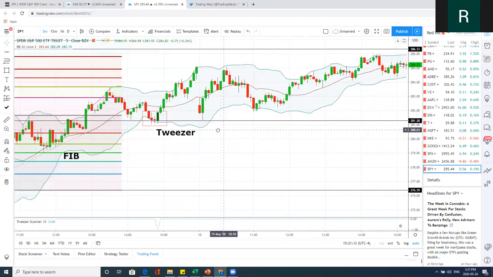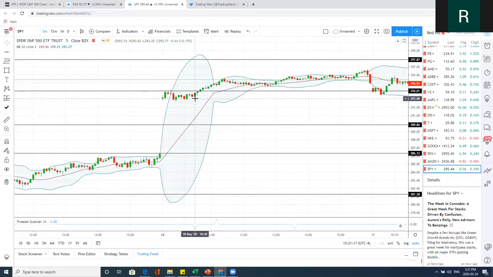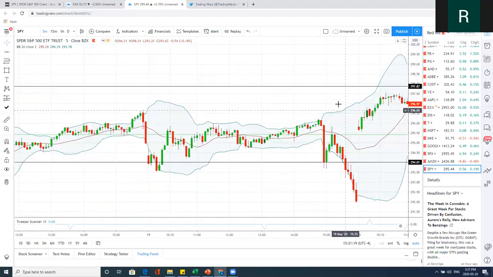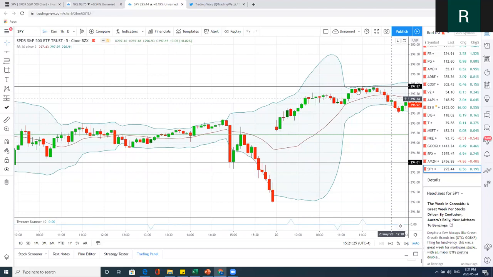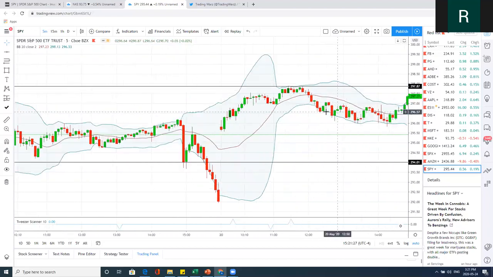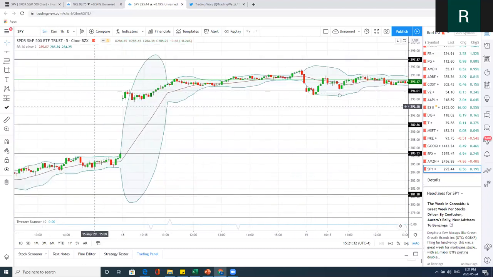I don't really have a tweezer top example right now. Like I said, these candles are rare. Here's another tweezer bottom example. Let's see if we can find a tweezer top for you guys. Here's an example of a tweezer top over here. In this case, this one did not work, but here's another tweezer top right here, which ended up being the high of the day, guys. So tweezers are very powerful, but very rare.